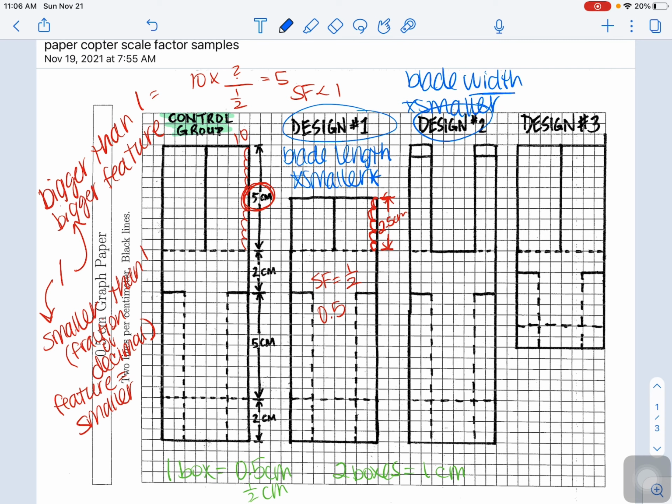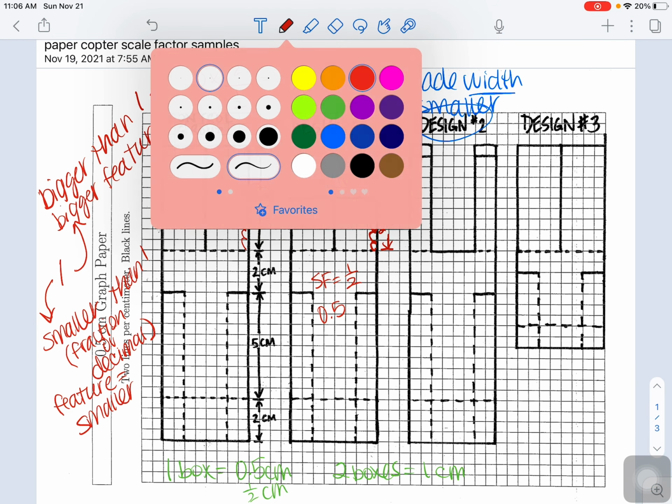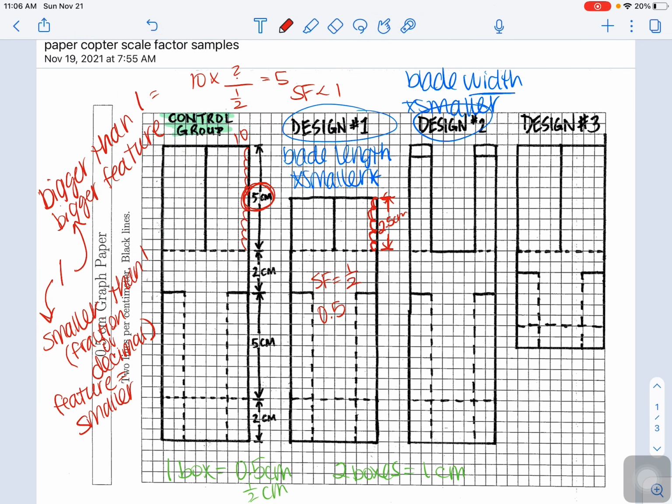Okay, so now I'm gonna jump back to my original over here because we need to be able to identify the scale factor, right? So I'm over here on my control, and we're gonna take a look at how wide they were in the control group. So we're really kind of identifying this distance, right? So how wide they were to start. And I can see that it's 1, 2, 3, 4 boxes, right? So if 2 boxes equals 1 centimeter, then 4 boxes should equal 2 centimeters. So before, in our control group, our blade width was 2 centimeters.